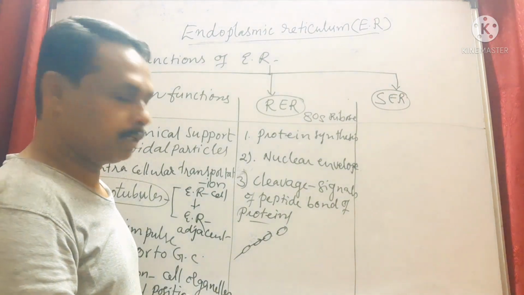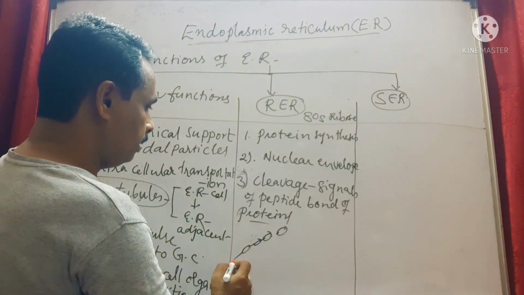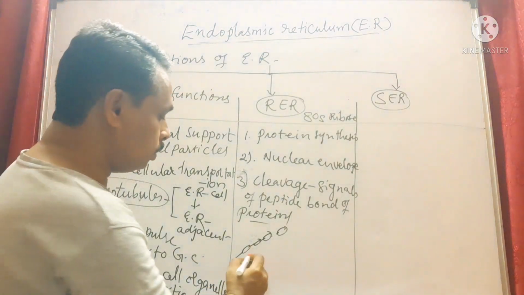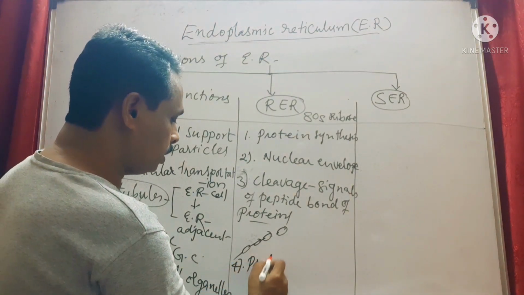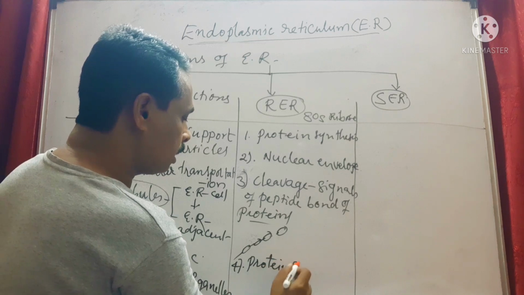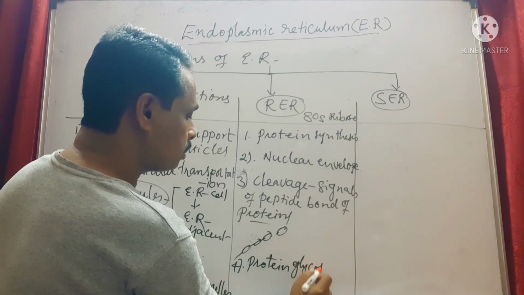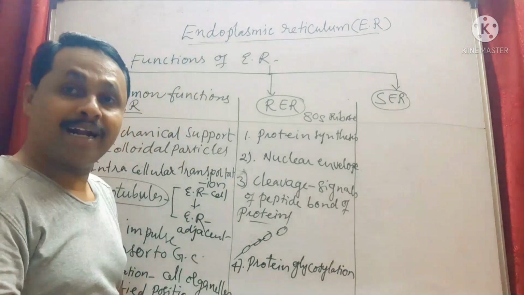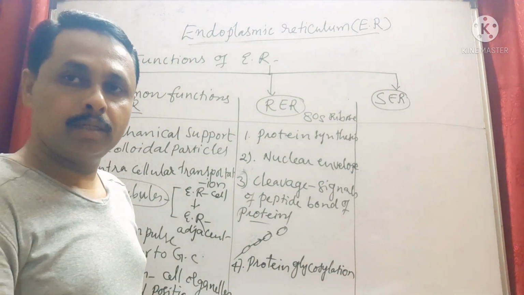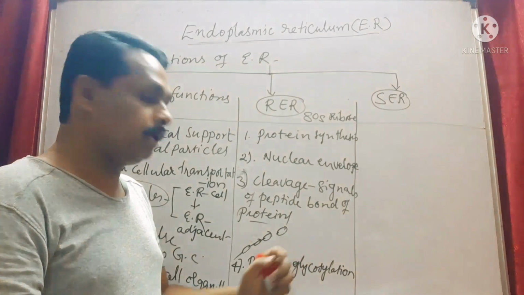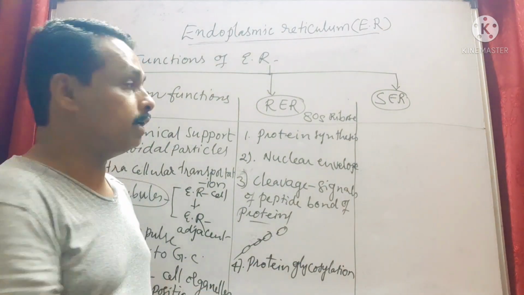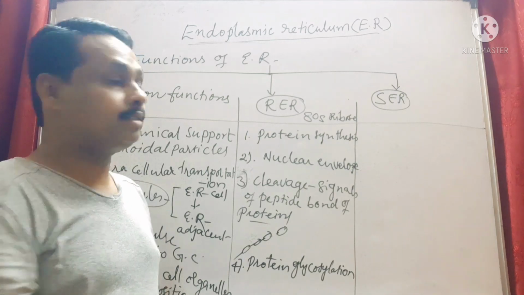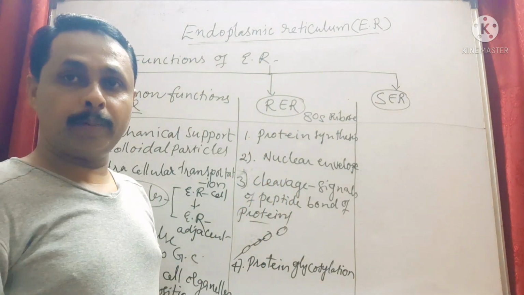And then these are involved in protein glycosylation. That means the glycans are attached to the proteins. That event will be called protein glycosylation. In that activity, rough endoplasmic reticulum is also involved. These are the functions of rough endoplasmic reticulum.